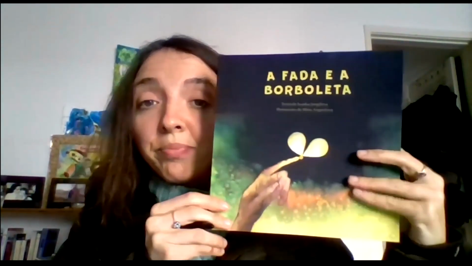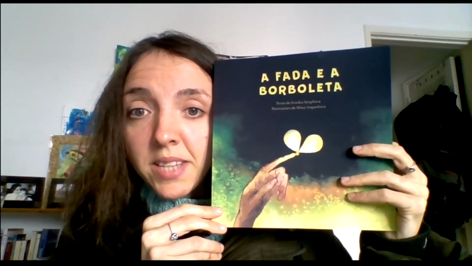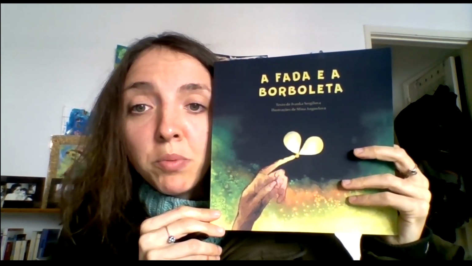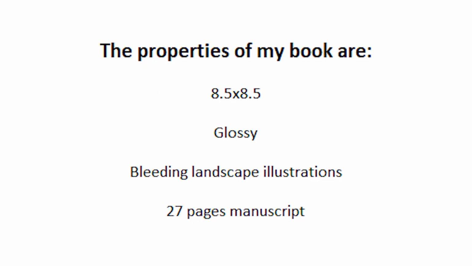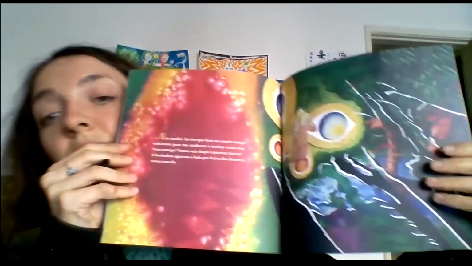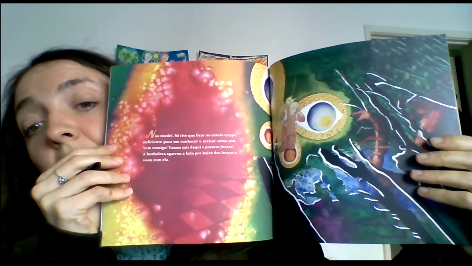I am an illustrator and recently I created my own children's book with KDP. It's called The Fairy and the Butterfly. Here I will show you how I created my book step by step. The properties of my book are 8.5 by 8.5 inches with glossy cover, bleeding landscape illustrations, and it has 27 pages. Now, how I created the book.